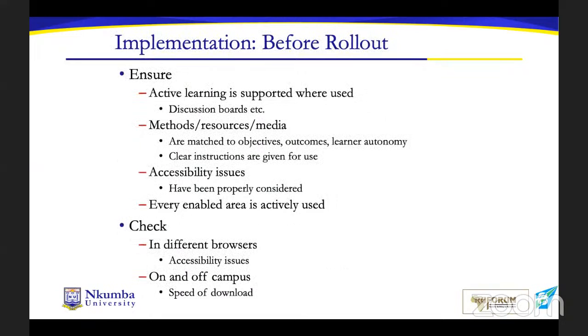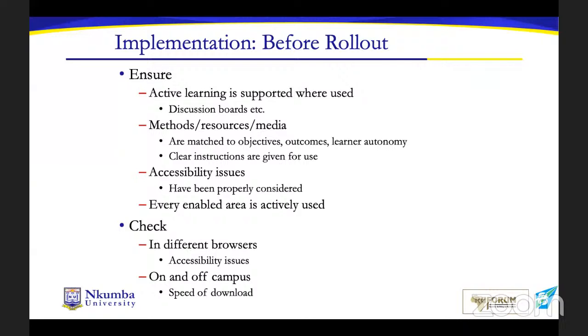Ensure at all times that active learning is supported. Don't let students get bored online. There are so many tools online that can support engagement, active engagement. For example, discussion forums and all that. Use them. Online group work. Use them. They are very, very interesting.